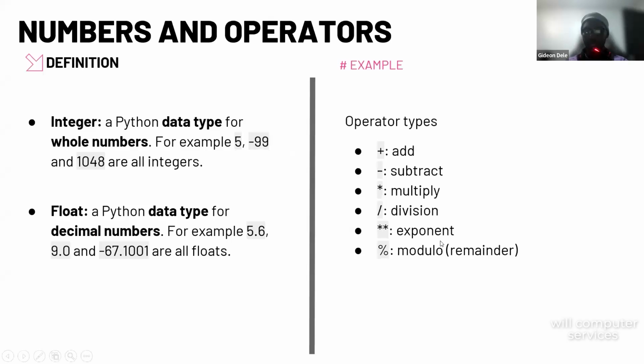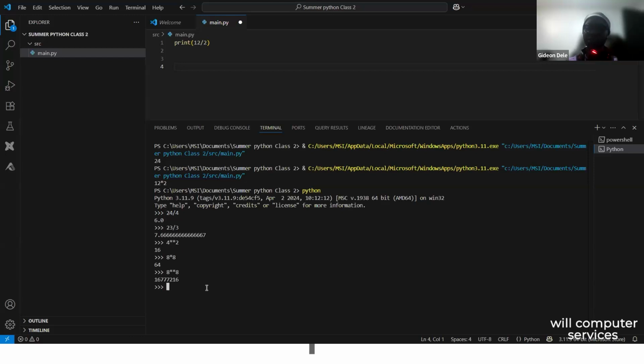And there's also one called the modulo. So modulo is basically just used to return a remainder. When we divide 4 by 2, is there going to be any remainder? I mean, is it divisible? Is 4 divisible by 2? Yeah, there won't be any remainder.